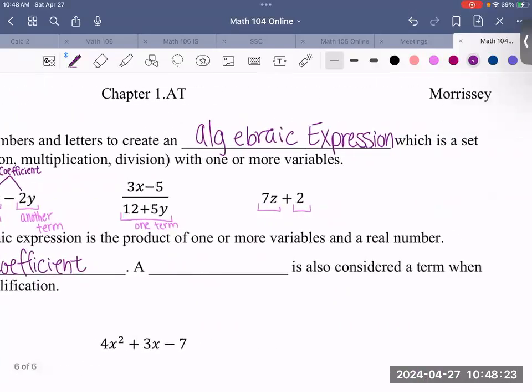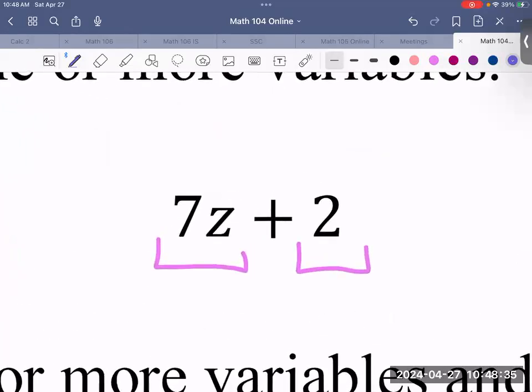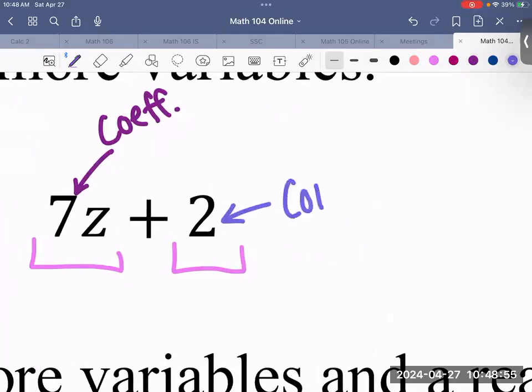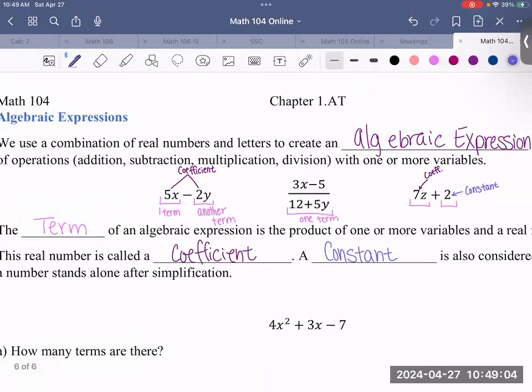We can also have a real number that's considered a constant. Now this one, if we were defining what your coefficients are, they have to be directly attached to your variable. So this 7 is the coefficient of z, but notice that 2 is not attached to a variable. This is the one that is considered your constant. It is a standalone term. It is not attached to a variable.